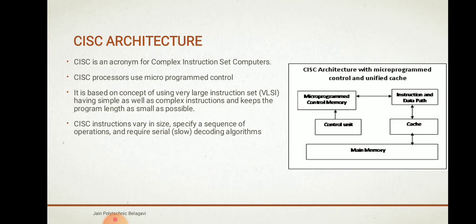Now CISC instructions vary in size and specify a sequence of operations. So the instructions we write in the CISC architecture are small in size, also they vary, and it also requires slow decoding algorithms. Now when you consider the registers that are used in the CISC architecture, there are very few registers, and they may be used only for special purposes.